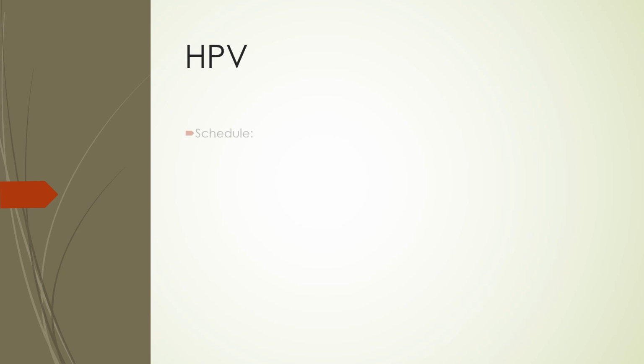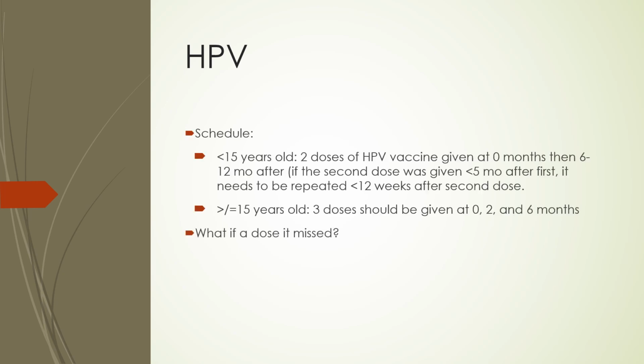So for HPV, there's 2 age categories, less than 15 and over 15. For less than 15, the immune responses are stronger. So 2 doses of HPV given at day 0 and then 6 to 12 months afterwards usually provides a good enough immune response. And people who are over 15 years old usually will receive 3 doses, and those are going to be at 0 the first shot, and then 2 months later, and then 6 months after that first shot. If you miss a dose, just continue where you left off. There's no reason to start over from scratch.